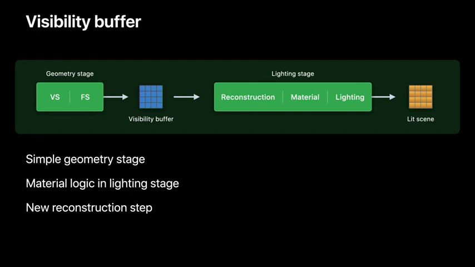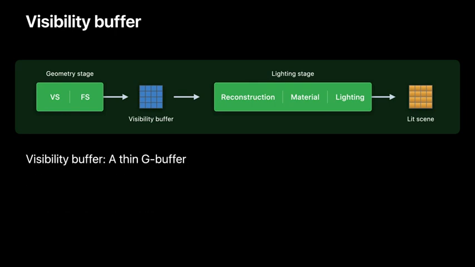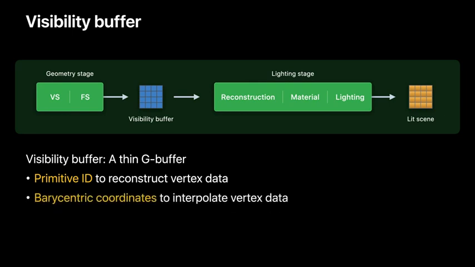Let's take a look at what the visibility buffer will contain. The visibility buffer only needs to contain two attributes to facilitate geometry reconstruction. The primitive ID can be used to manually retrieve vertex data from the vertex buffer, effectively doing a deferred vertex fetch. Barycentric coordinates are used to interpolate vertex data for the current fragment. As mentioned before, you can access these attributes in your fragment shader on A14.